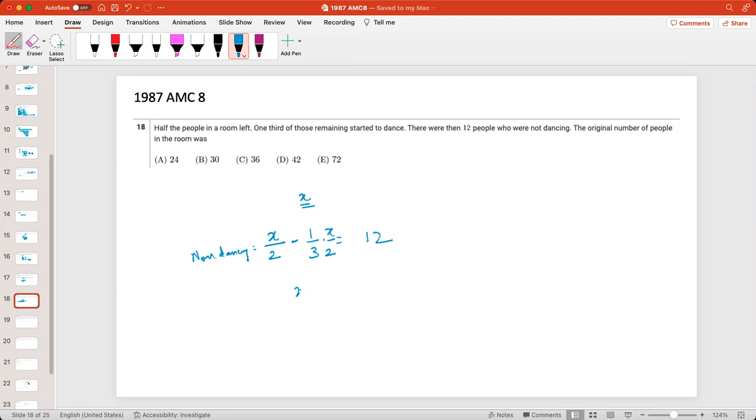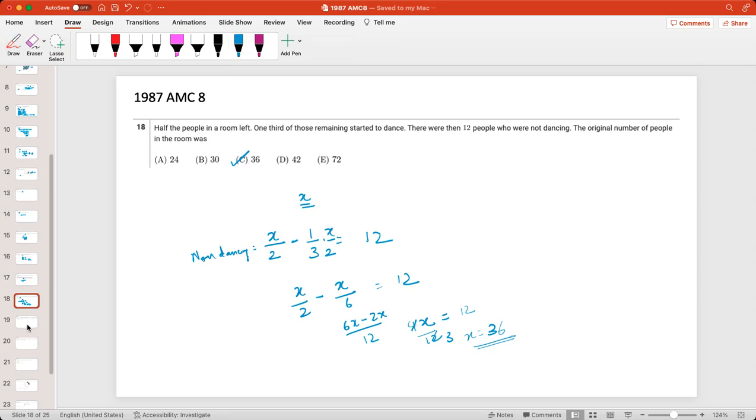So this is basically X by 2 minus X by 6 is equal to 12, which is nothing but 6x minus 2x, which is 4x, over 12, is equal to 12. 4x by 12 is equal to 12. This is 3, so x is equal to 36. That's your answer. So C, 36 people.